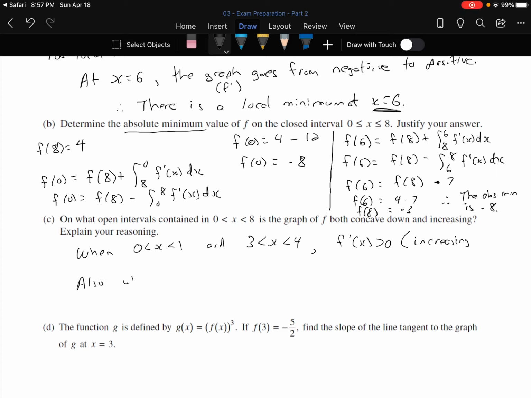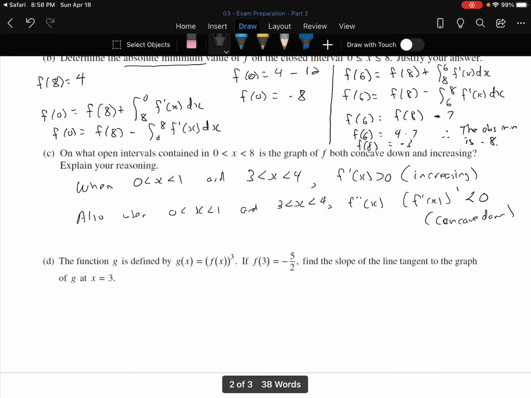Also, when 0 less than x, oops, and 3 less than x less than 4, f double prime, or if you want, f prime prime, is less than 0, meaning concave down. I think maybe in the solutions they use the wrong word there. They say, oh no, they do say f prime is decreasing. So they just said it a different way in the solutions there.